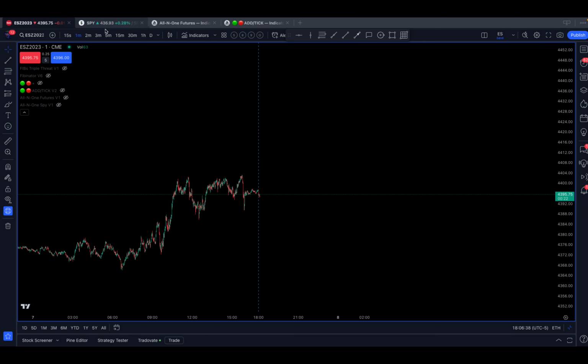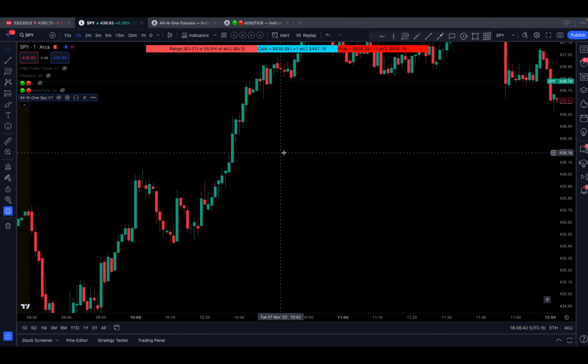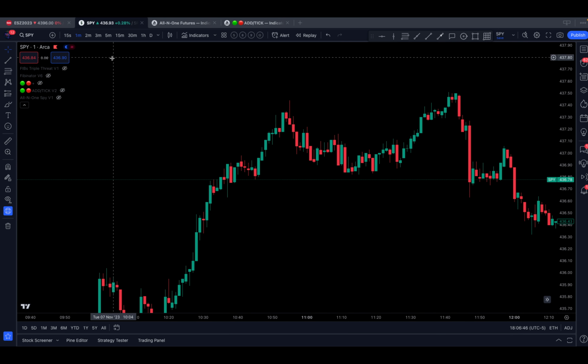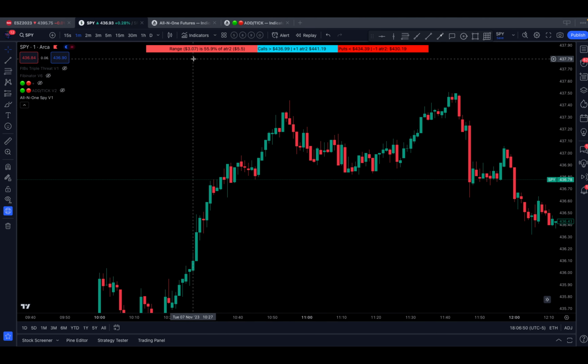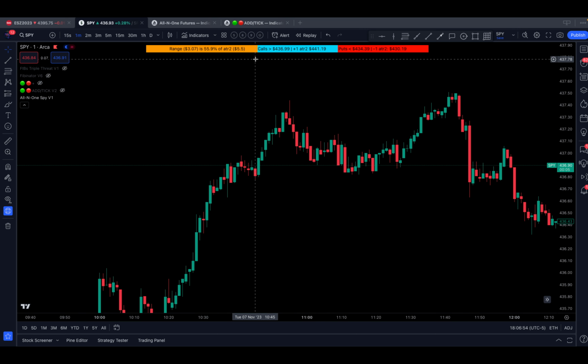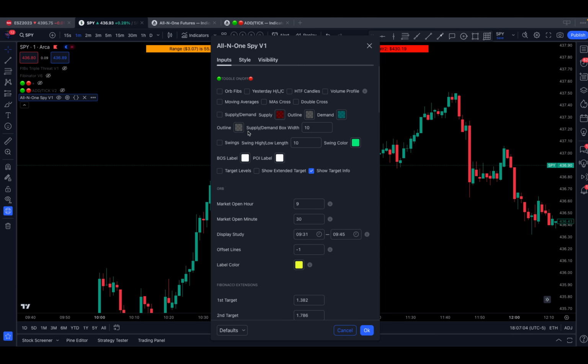So that's the all-in-one futures. Let's switch over to the all-in-one SPY indicator. So with the all-in-one SPY indicator, you can see, well, let me turn it off. Again, nothing is on. When you turn it on, it gives you the possibility of the target range, the ATR range of the day. The possible range is $3.07.